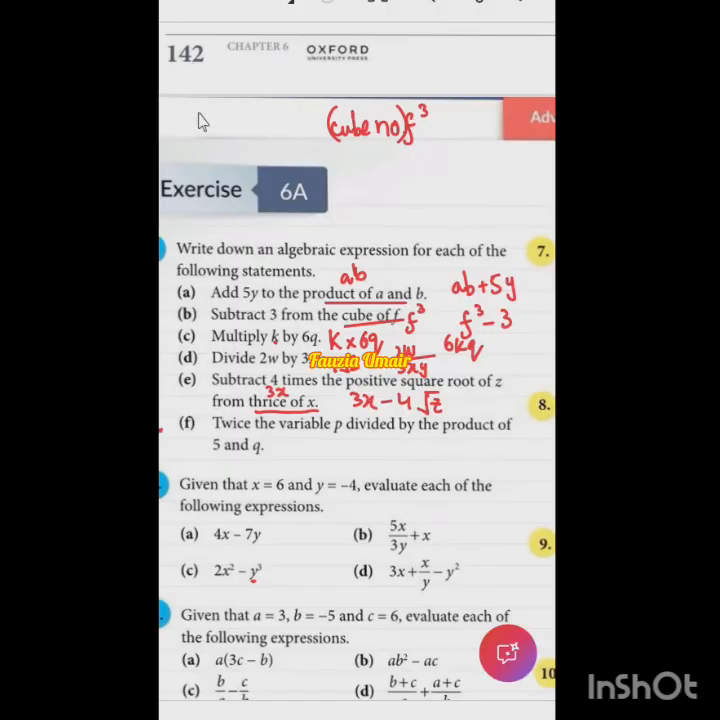Actually, square roots have two values. When we take the square root of any number, like the square root of 4, there are two answers, plus 2 and minus 2. Why is it like this? Because if you take the square of plus 2, that is also 4, and the square of minus 2 is also 4. So that's why square roots have two answers, one positive and the other negative.